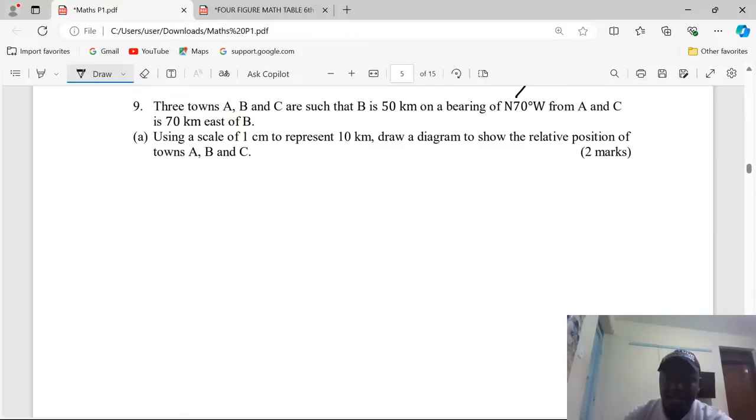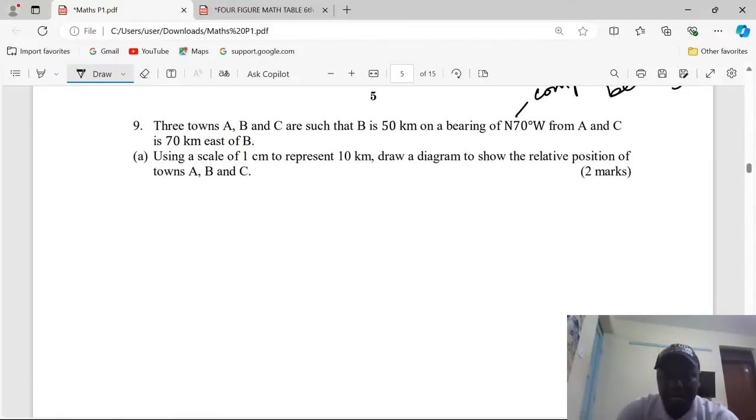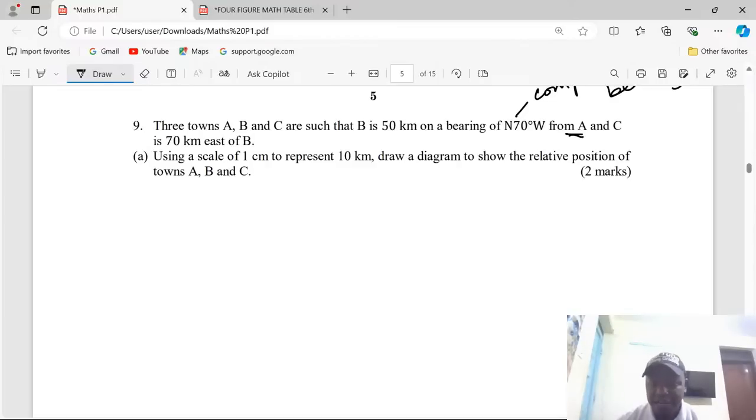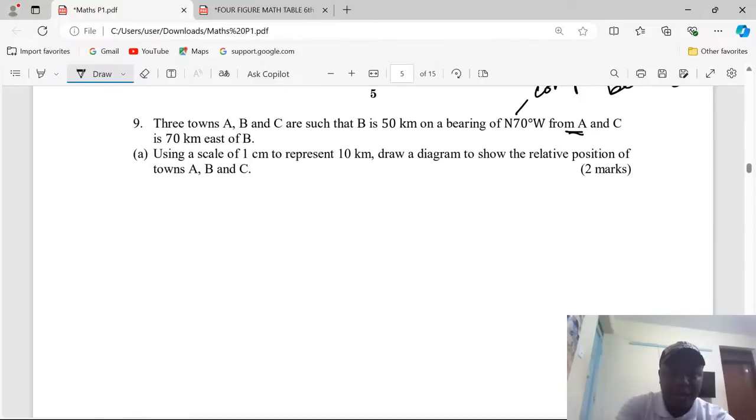For towns A, B, and C, we can start very well because the first reference point is A. We usually start with the first reference point. When you hear the word from, that is a reference point. You cannot start by identifying B. We identify the reference point from A, and it is from A that we are going to identify the relative position of B.